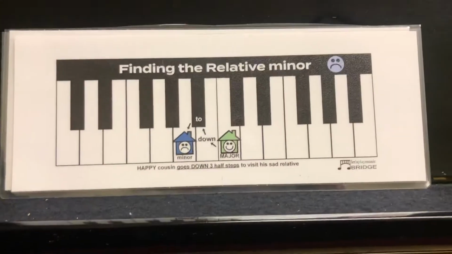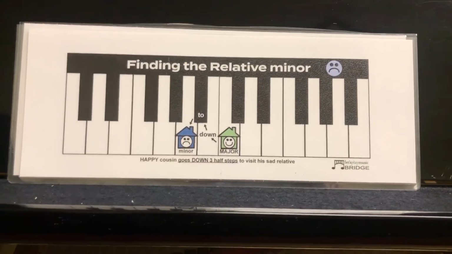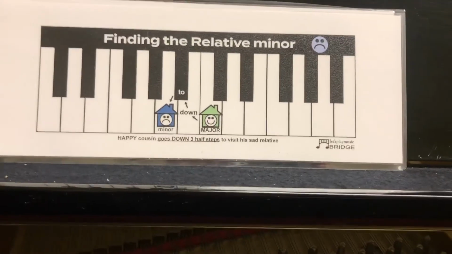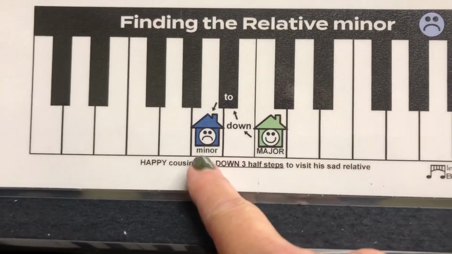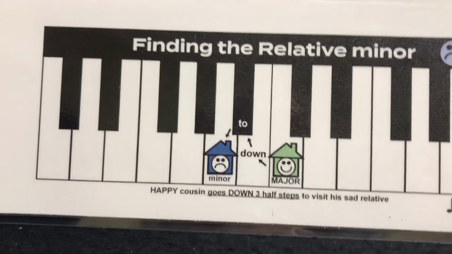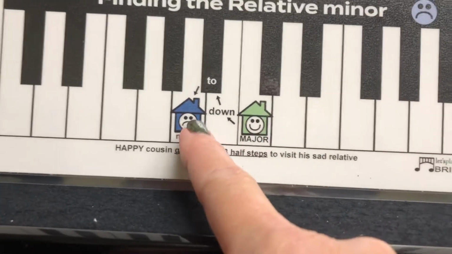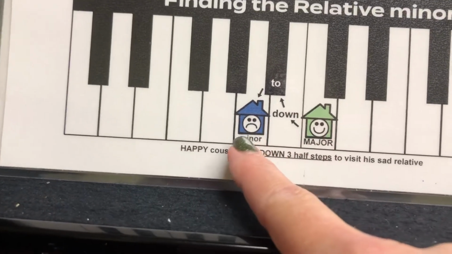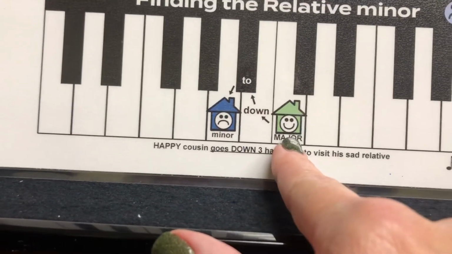All right, do any of you have cousins? Cousins are your relatives, right? They're part of your extended family, but they live in different houses, right? So we're going to pretend that there are major and minor cousins that live on the same keyboard street. One relative is happy all the time, and he lives up the road from the unhappy minor. All right, so he lives higher.